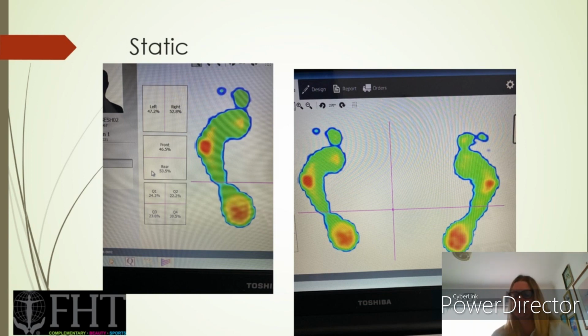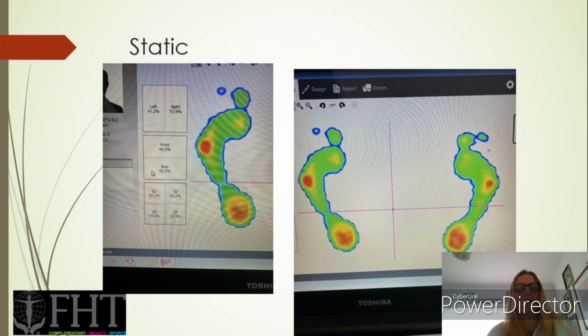So we measure them statically, and I've got two slides looking at this. What the RS FootScanner tells me is it gives me a lovely picture of the feet statically, and it also tells me about distribution. So where is that pressure distributed? If we look at left and right, there's about a 5% difference between left and right.